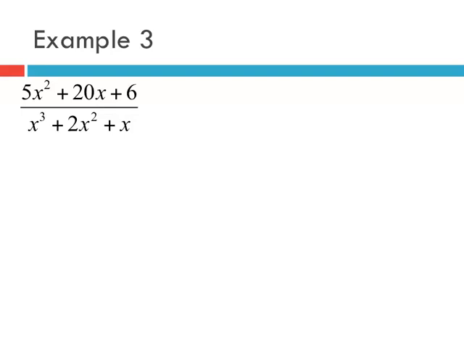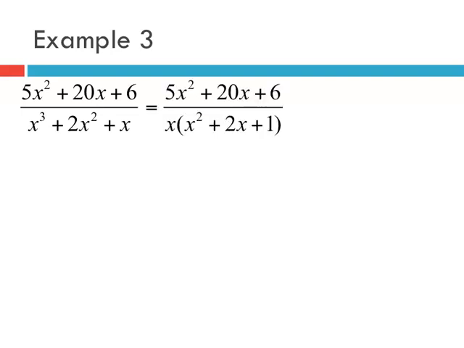So we have to figure out how to factor out that denominator. We can factor out an x to start, factor out that GCF. And then the x squared plus 2x plus 1, we can factor down to x plus 1, or in other words, x plus 1 squared.